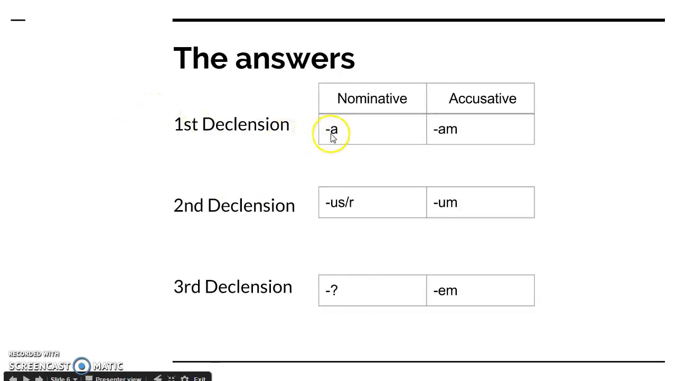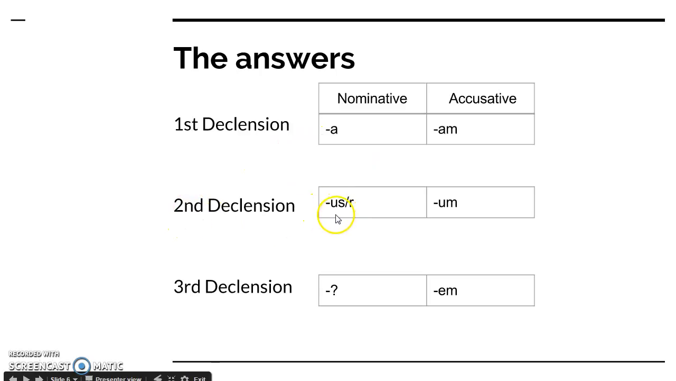So the answers. You noticed in that sentence a little while ago, we had ancilla turned into ancillam. That noun would be what we call a first declension noun because it follows this pattern. When it's nominative, it has an A ending. When it is accusative, it has an AM ending. That means it is a first declension noun. Declensions don't change meaning. It's just how you recognize a pattern. And typically, nouns don't change declensions. So ancilla is first declension, and it will always be first declension.